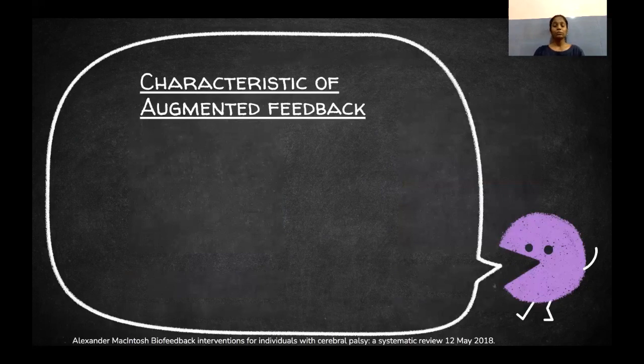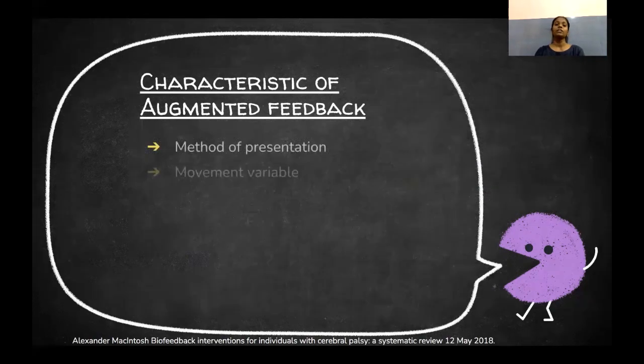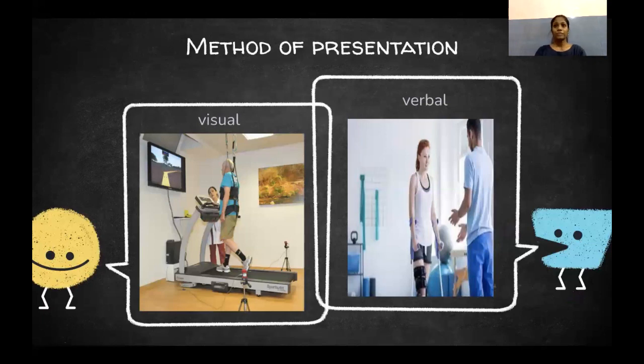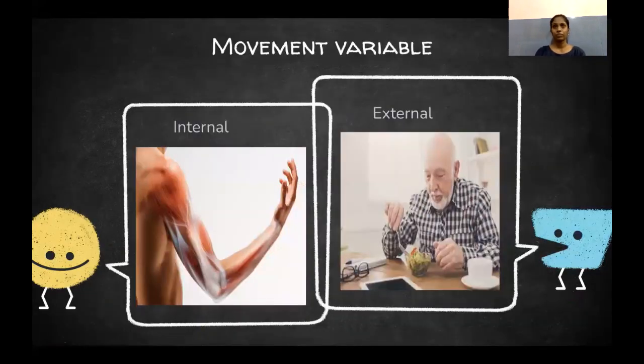Let's discuss the most important part of the presentation, the characteristics of augmented feedback. There are various characteristics of augmented feedback. Here we are discussing the method of presentation, movement variable, focus of attention, timing, frequency, and autonomy. Start with the method of presentation. There are various methods of giving feedback, but we usually use visual and verbal.